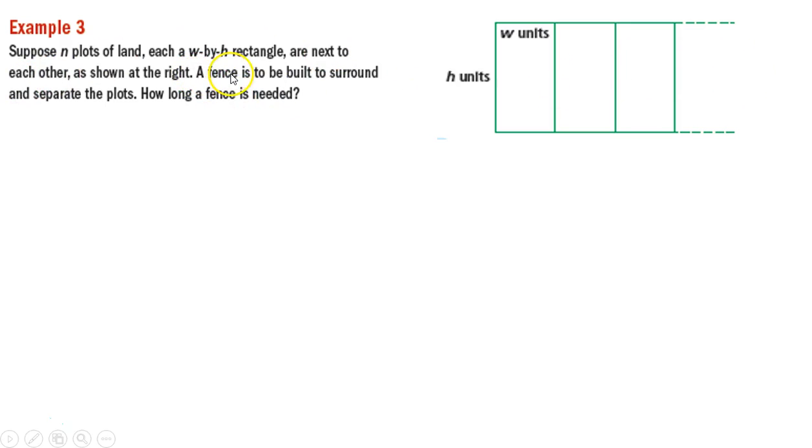And then a fence is going to be built to surround and separate. The key here is separate, which might be an oversight once we get going. We're going to separate the plots. So that means that every single one of these rectangles is going to have fencing around it. It's not just the whole rectangle here. So that might be an oversight if we're jumping to conclusions. And so we have to determine how long of a fence is needed to separate these n plots of land that are congruent rectangles that are W by H units long.